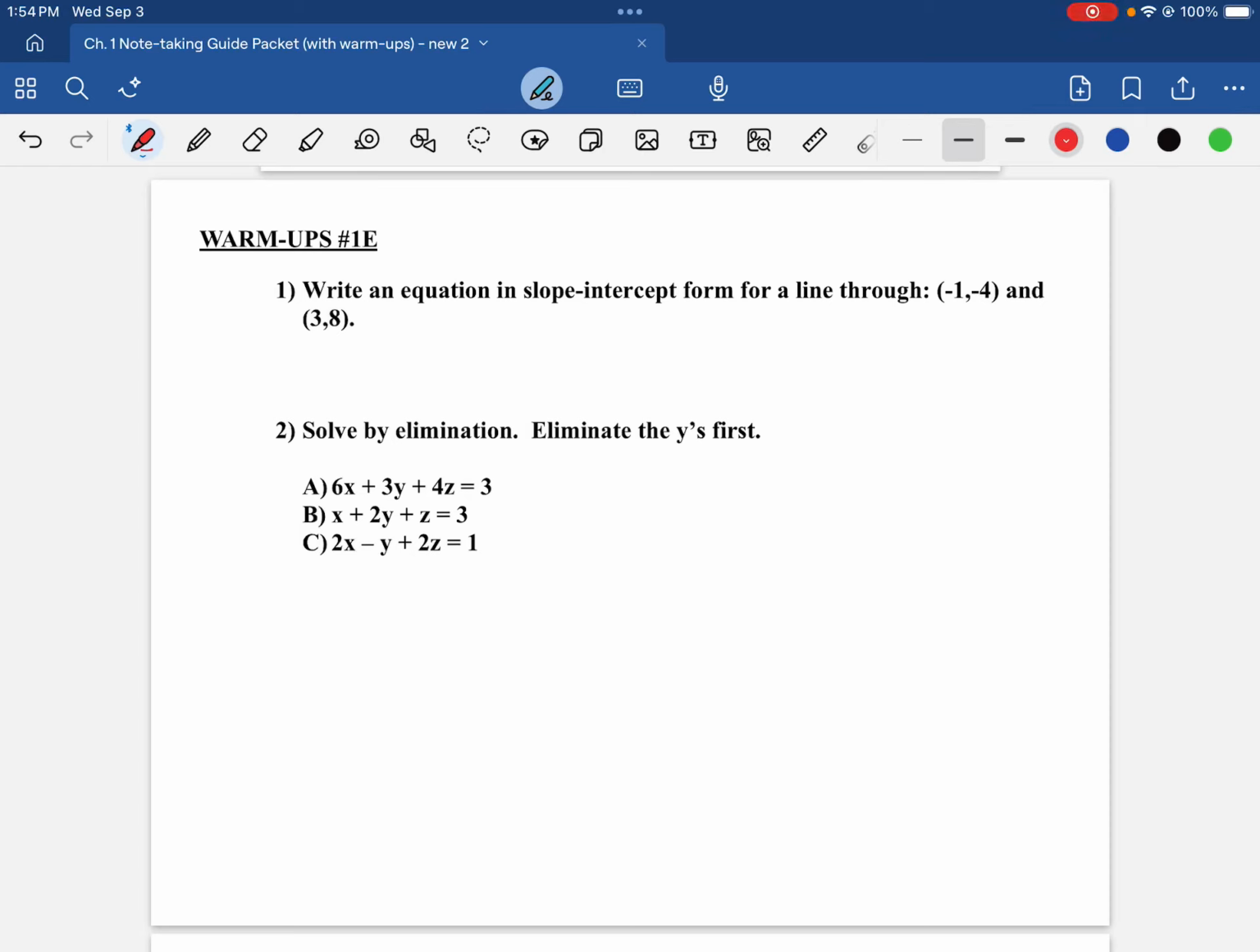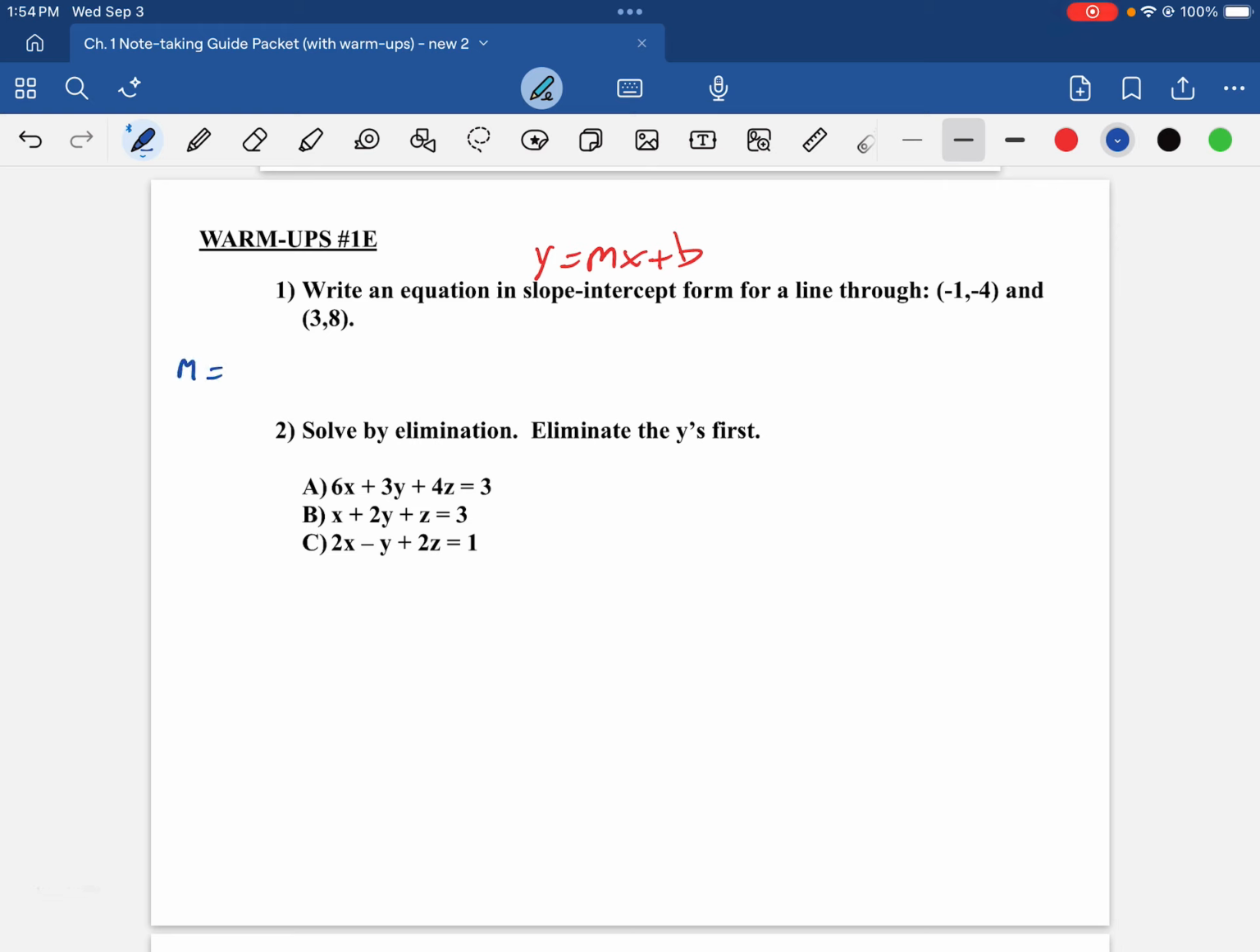Here's warm-up 1E. First, we're going to write an equation in slope-intercept form. Slope-intercept form is y equals mx plus b, okay? And it goes through these two given points. So I'm going to need the slope. So let's find that using the slope formula.